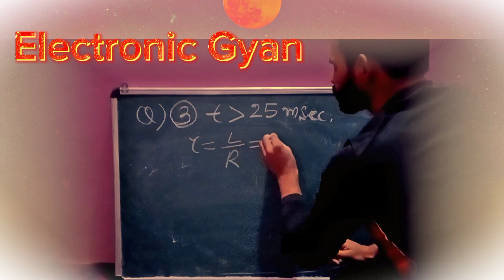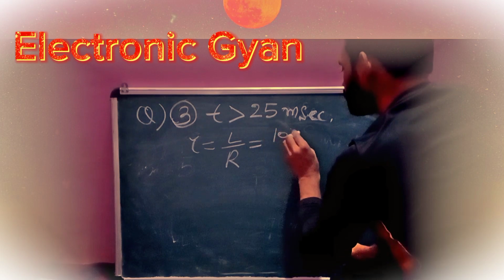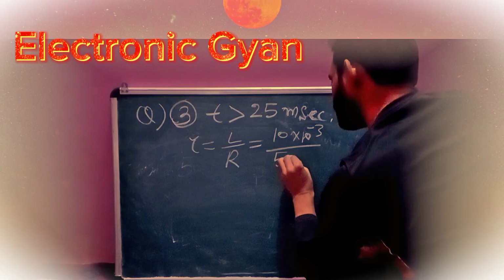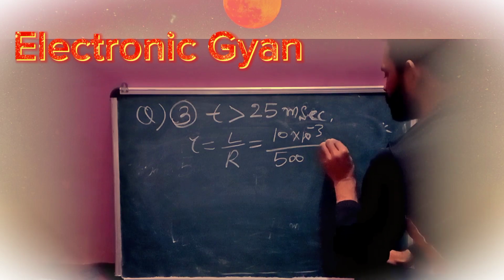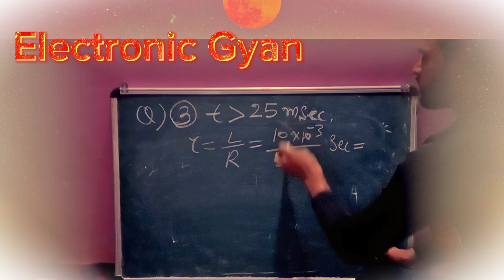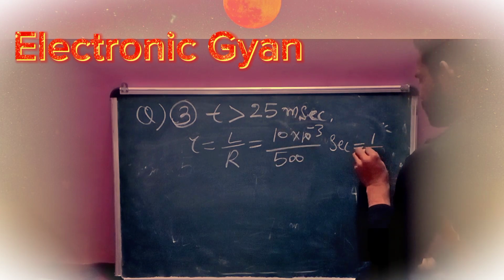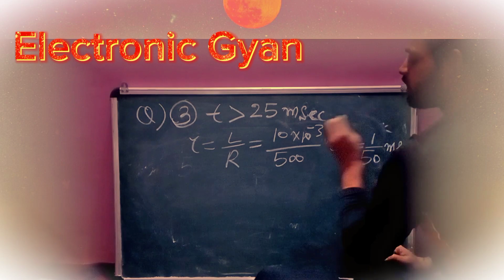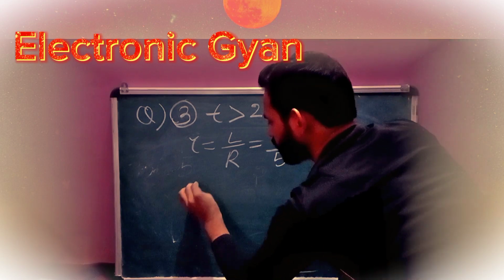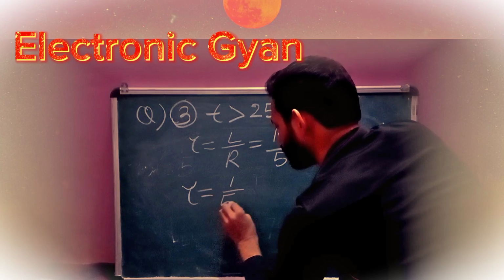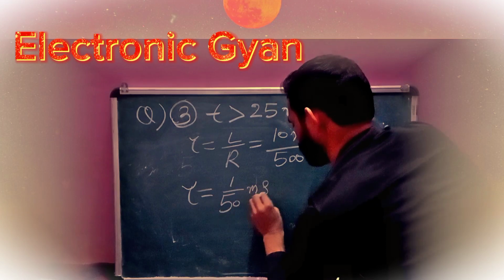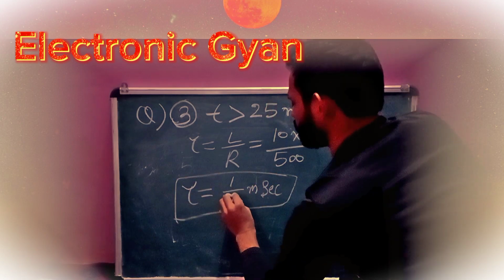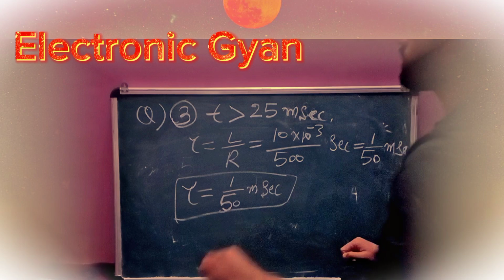Okay, where L is nothing but 10 into 10 to the power minus 3 divided by R, which is 500 ohm. So this is this much second, which means 1 by 50 millisecond. Yes, this is my time constant. The time constant for this circuit we obtained is 1 by 50 millisecond.